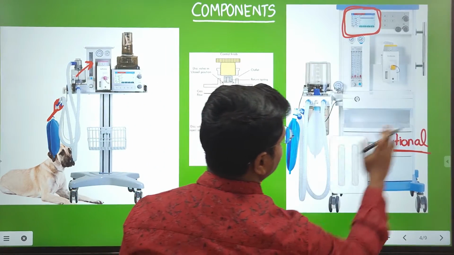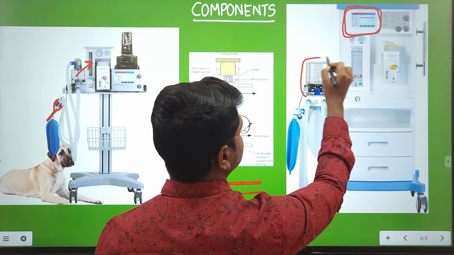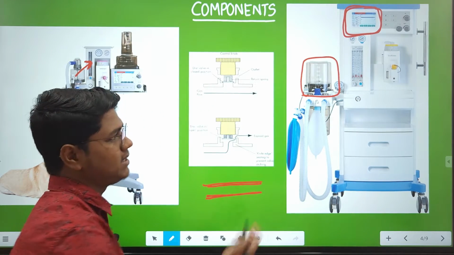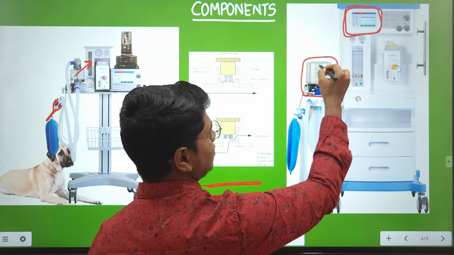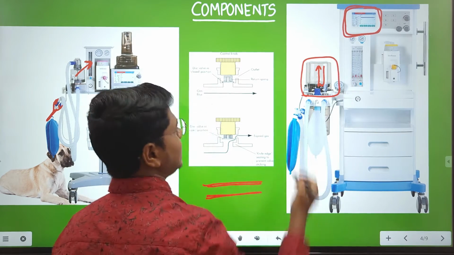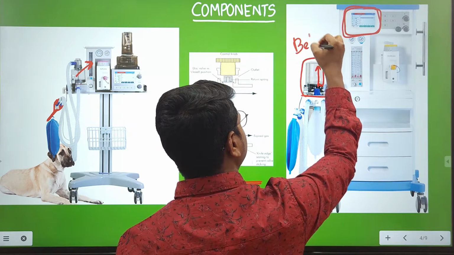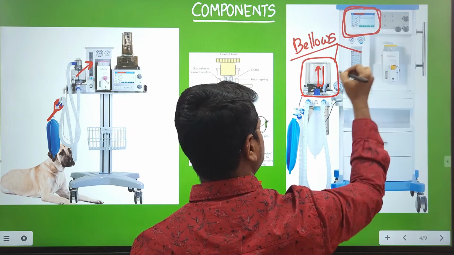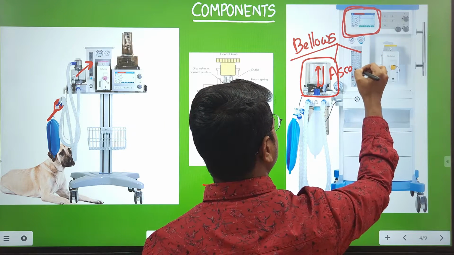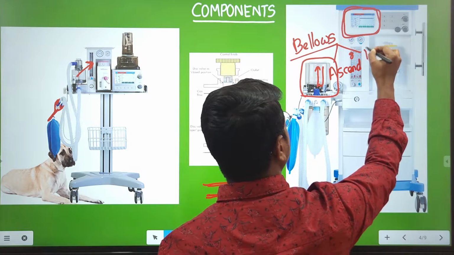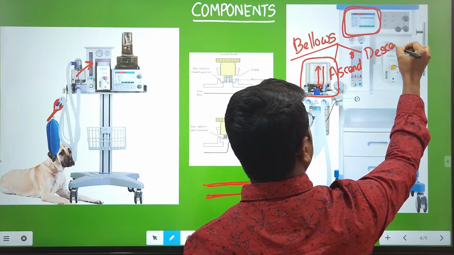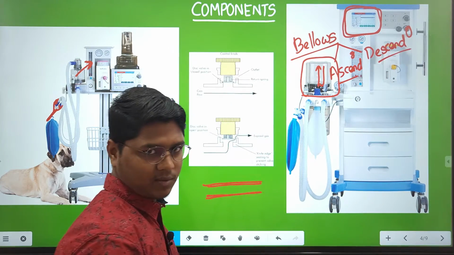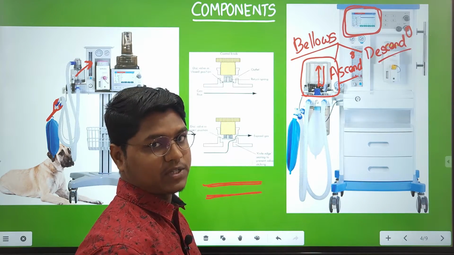Here you can see a thing. In many movies or many series, you may find this thing which usually goes up and comes down. This is known as bellows. Bellows can be of two types: the ascending one and the descending one. How will you know whether it is the ascending one or the descending one? Bellows are part of the ventilatory system.